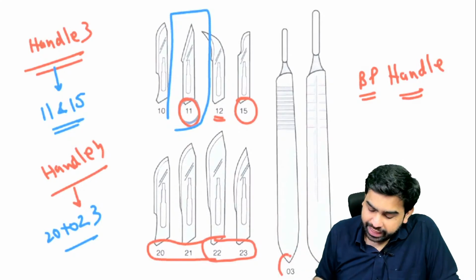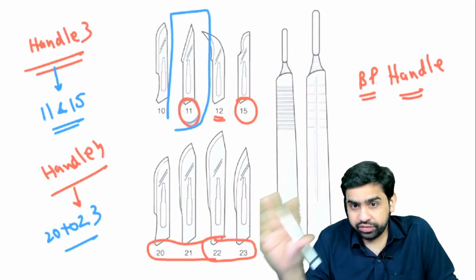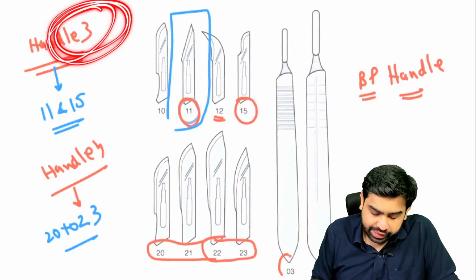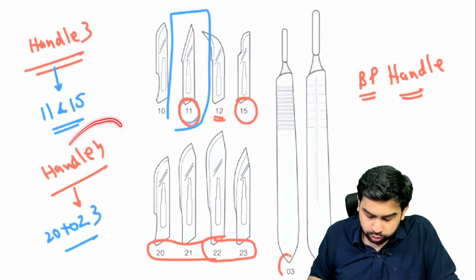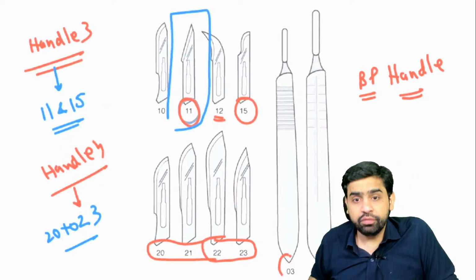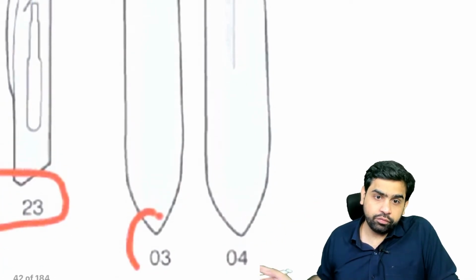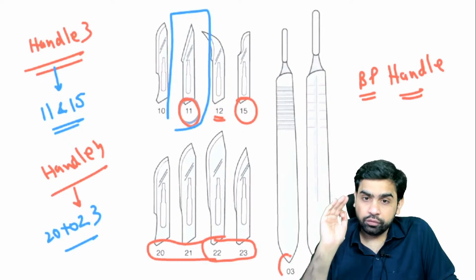So what is this particular handle? It is called a BP handle, which is a Bard-Parker handle. The 11 and 15 number blades are put on the Bard-Parker handle number 3, and the 20, 21, 22, 23, all these particular blades are put on the Bard-Parker handle number 4. Okay, so I hope you're able to understand this point. These can be the 3 and the 4. On the 3, what you basically put is blades 11 and 15, and on the 4 you basically put 20, 21, 22, 23, whatever.